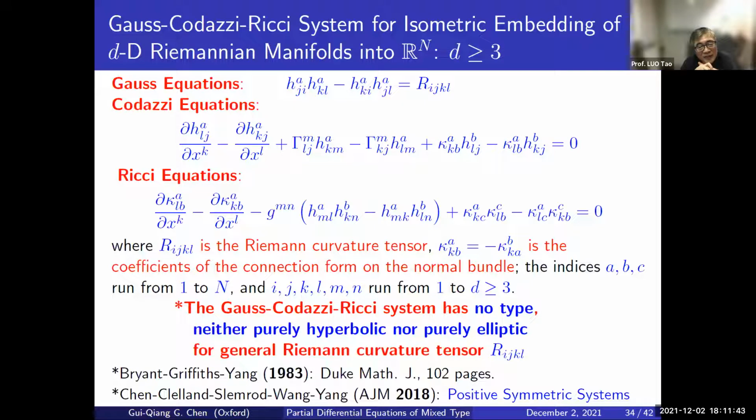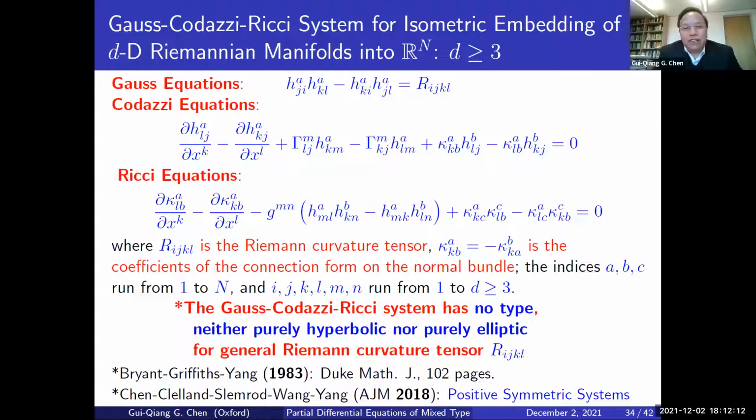Then we observed this system, also a very big system, has a positive symmetric structure. That's very nice. So this is purely the Friedrichs idea, the symmetric system. We use this positive symmetric structure, then we prove the local isometric embedding. People didn't observe that.